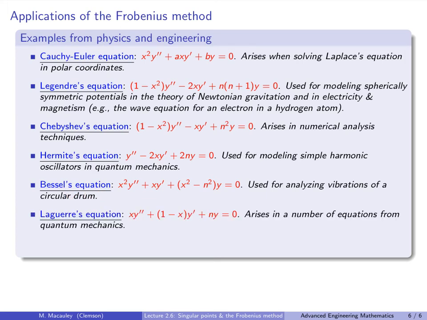Finally, I don't even know how to say this. I've read it a lot. I guess it's Laguerre's equation. Sorry if I pronounced that wrong. That's similar to these. And this arises in a number of equations from quantum mechanics. If you look at the wiki page, you see a whole bunch of them. I won't even try to summarize them because I can't even pretend to be a physicist. And finally, Airy's equation: y double prime minus k squared x y equals 0. This models the refraction of light.